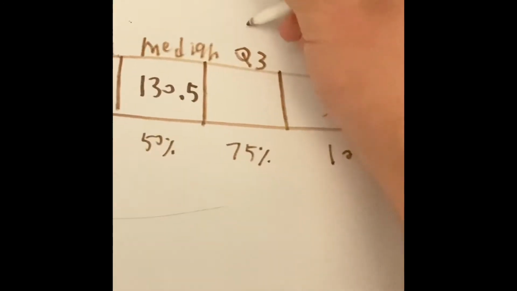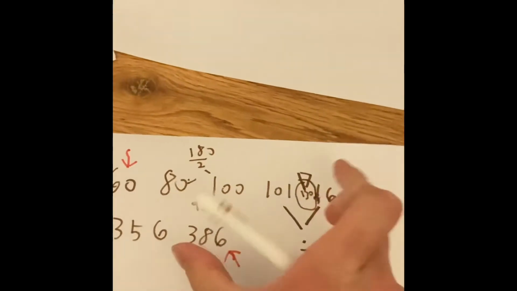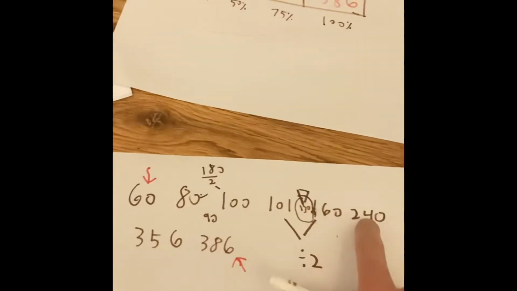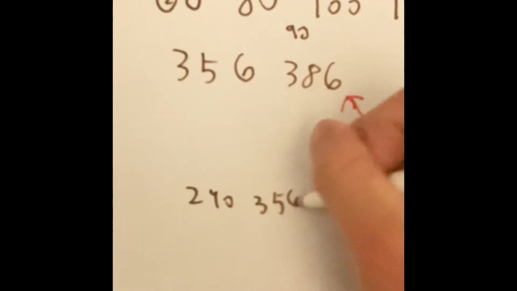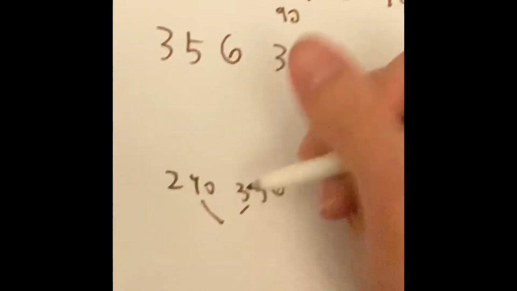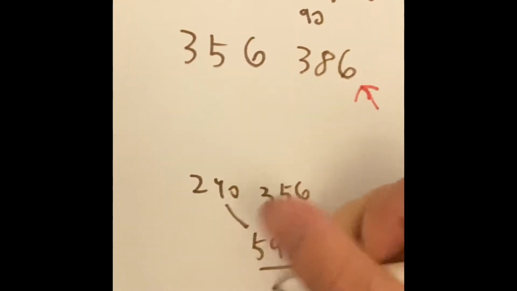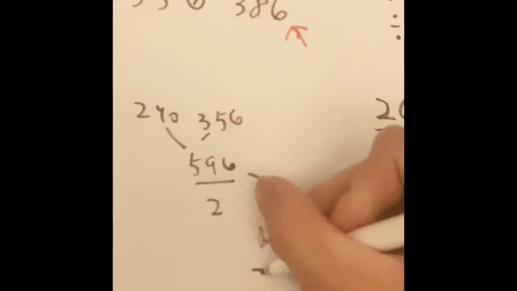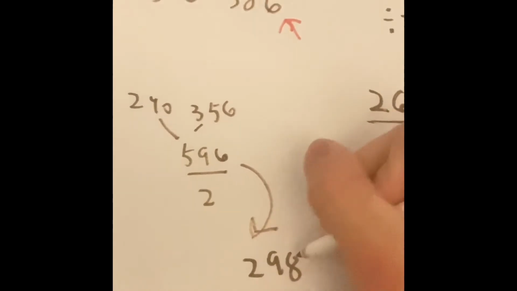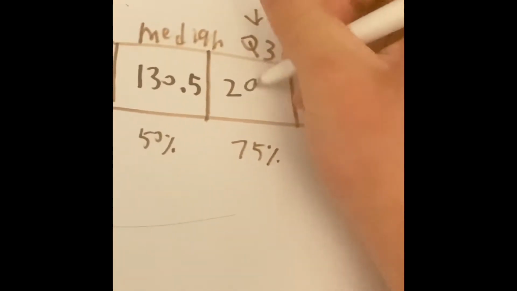So let's find the third quarter. We have 160 and 386. So we have 240 and 356. When we add the two, we get 596. When we divide that by 2, we get an answer of 298. And that is our 75th percentile.